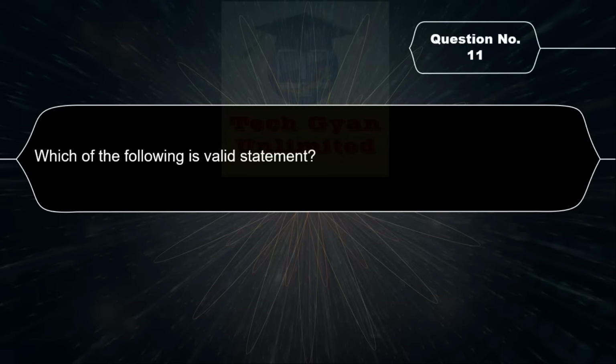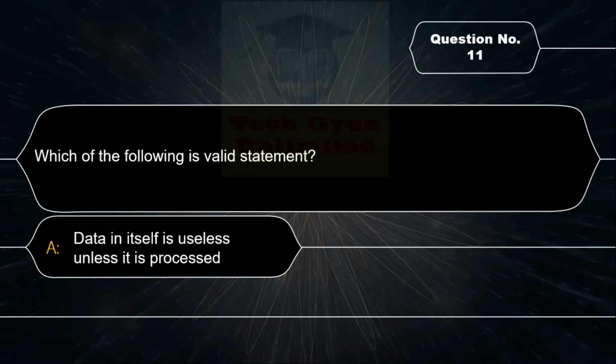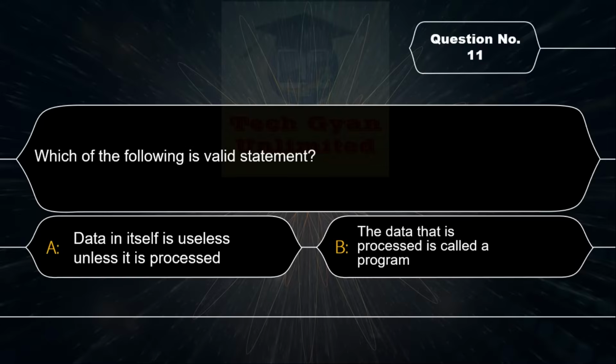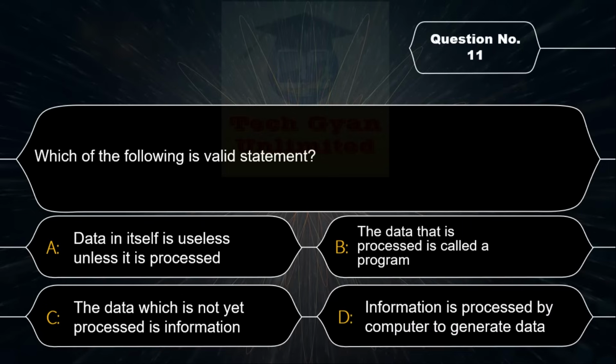Which of the following is a valid statement? Option A, data in itself is useless unless it is processed. Option B, the data that is processed is called a program. Option C, the data which is not yet processed is information. Option D, information is processed by computer to generate data.